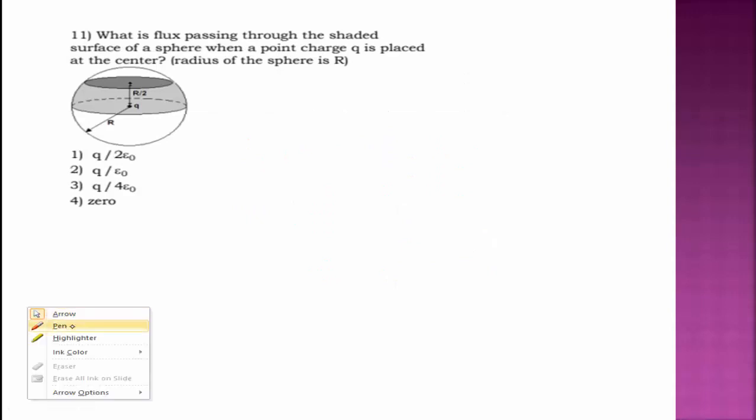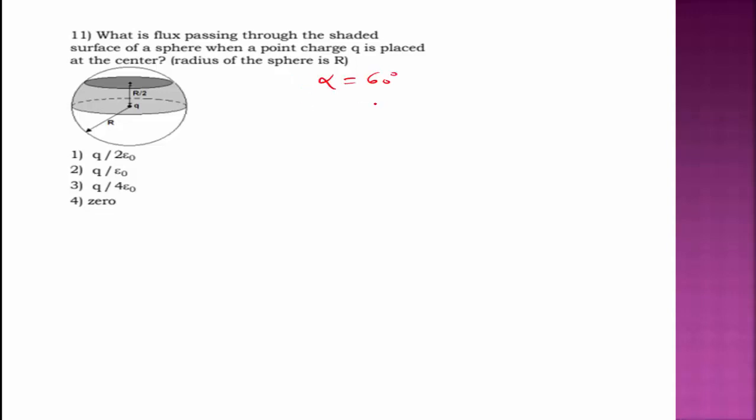Then the next question is, what is the flux passing through the shaded surface of a sphere when a point charge q is placed at the center? Radius of the sphere is r. Here, for the solid angle subtended by BCD, the angle is 60 degrees.